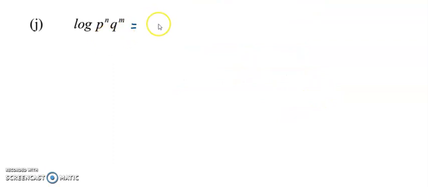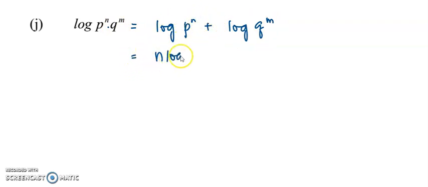This is a similar question. Just split them by addition, because p power of n multiplied by q power of n. So just split them like that by using addition, and n you move to the front to become the coefficient of log p, and n moves to the front to become the coefficient of log q.